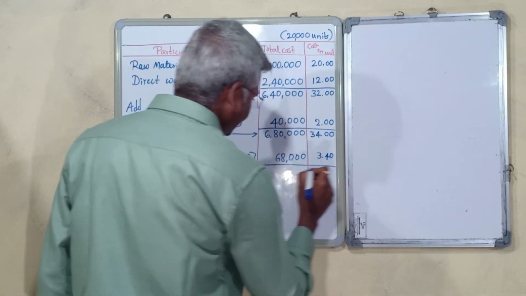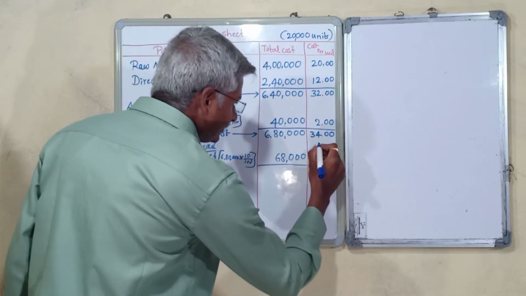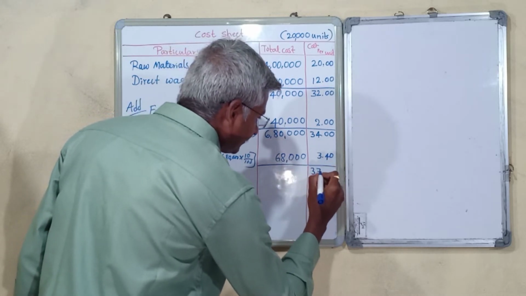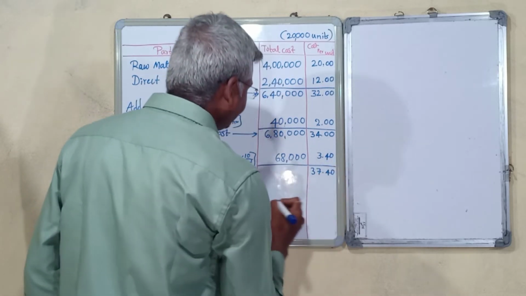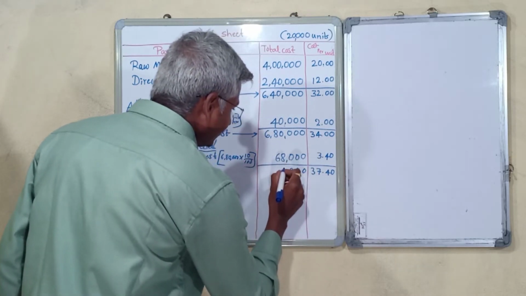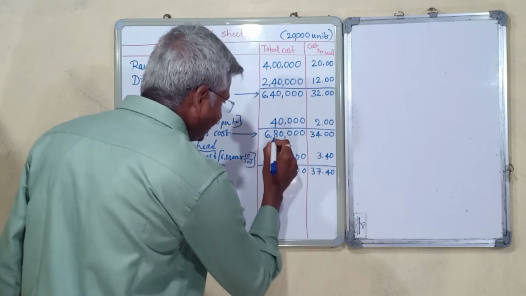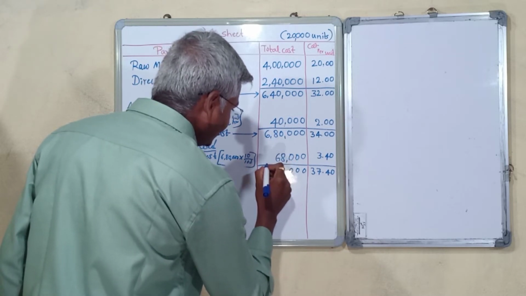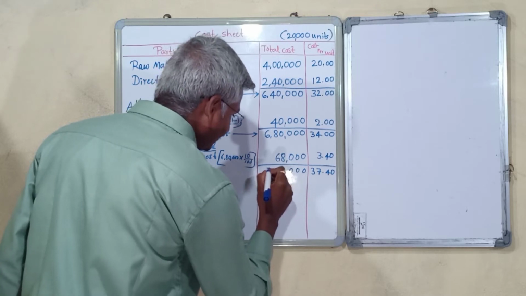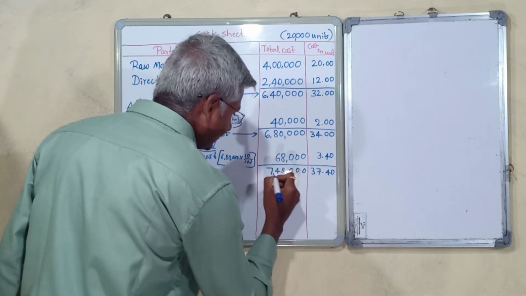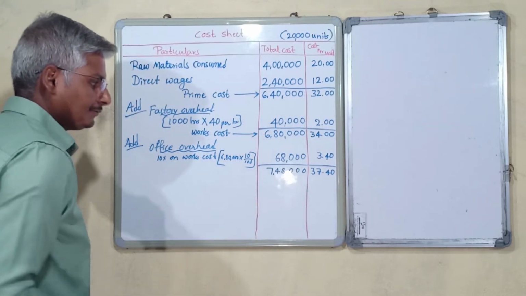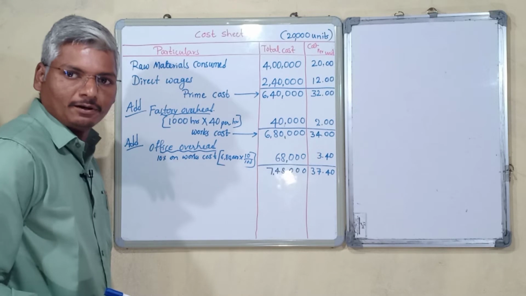Then if we add this we'll get here 34 plus 3.4 is 37 rupees 40 paisa. Then here 0, 0, 0, 8, 8, 6 plus 1 is 7, that is 7 lakh 48,000. This we call as cost of production.